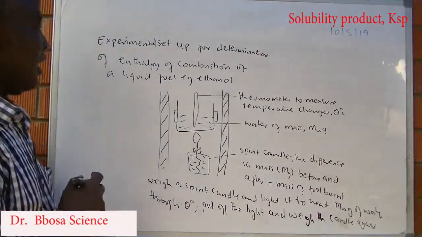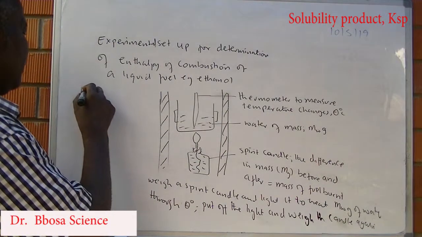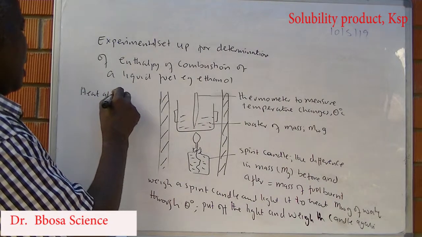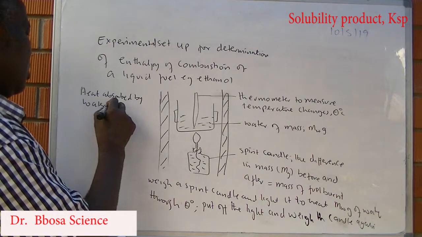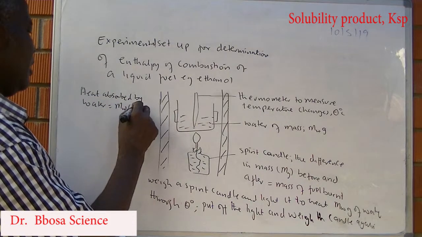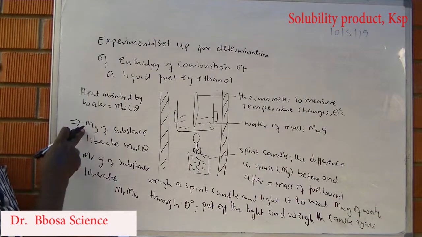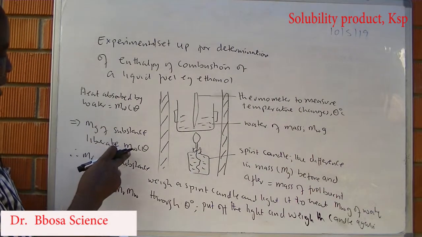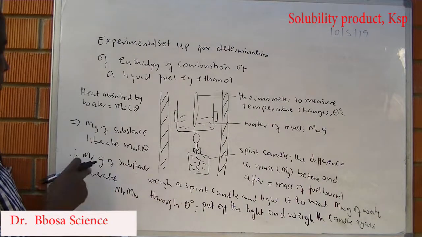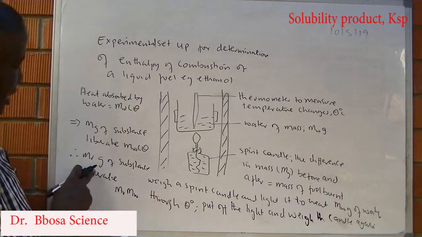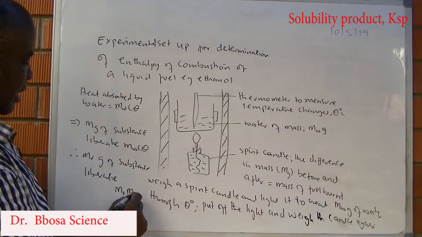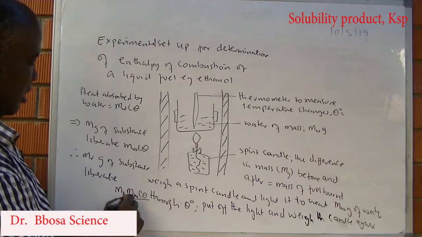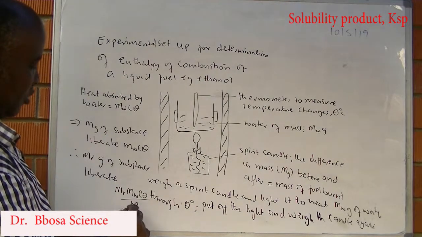Then heat absorbed by water will be equal to mw c theta. It implies that m grams of a substance liberate mw c theta. Therefore, the heat liberated by a substance of mass Mr will be equal to mw c theta Mr over m joules per mole.